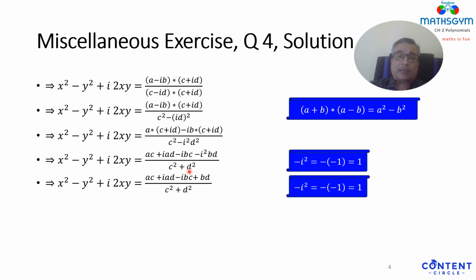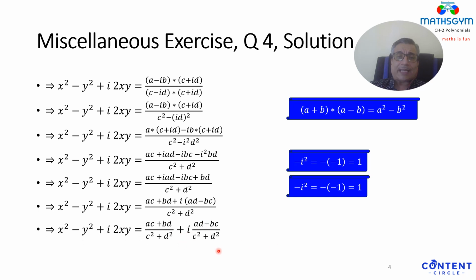And here again we have applied the formula minus of i square, which is basically minus of minus 1. The left hand side continues to be the same. On the right hand side, what we do is collect the real and imaginary parts together, so ac and bd we are collecting. So ac plus bd plus i times ad minus bc, divided by c square plus d square.